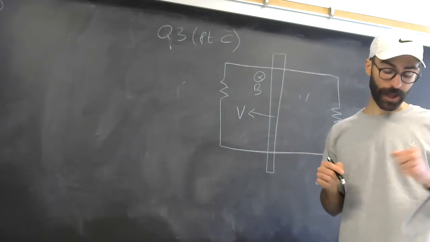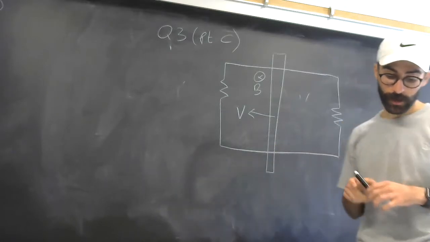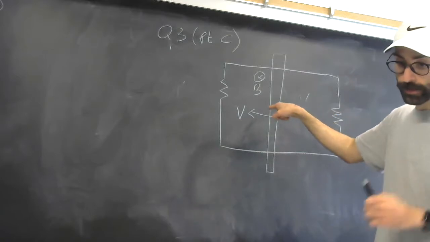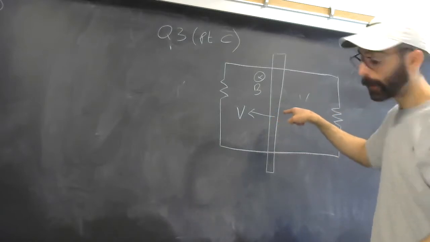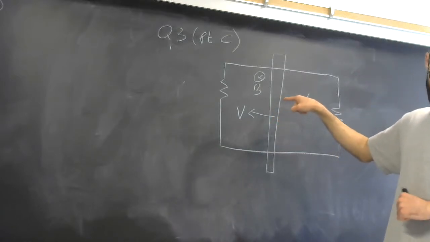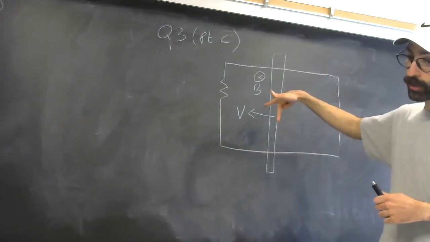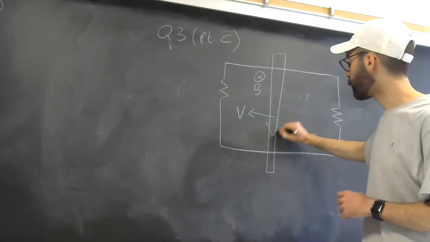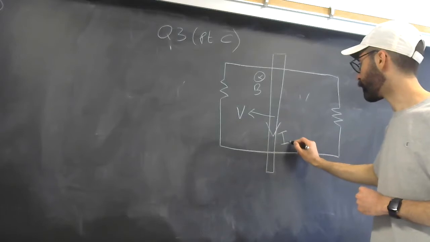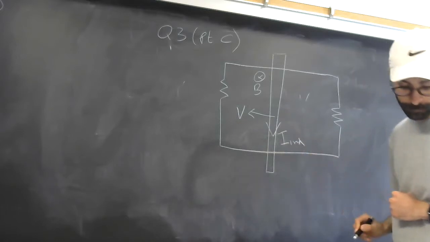So the first right-hand rule we use here is pointer finger in the direction of B, so that's going into the blackboard. Your thumb in the direction of V and your middle finger in the direction of the induced current. So this is our direction of the induced current, I induced, pointing downwards.